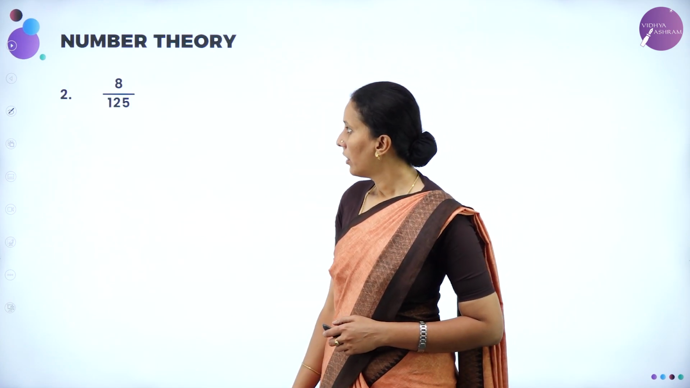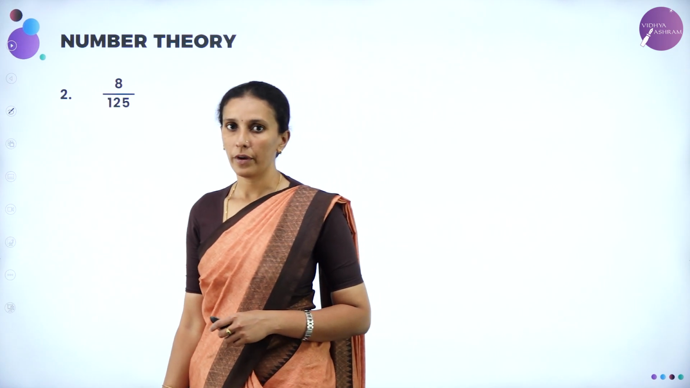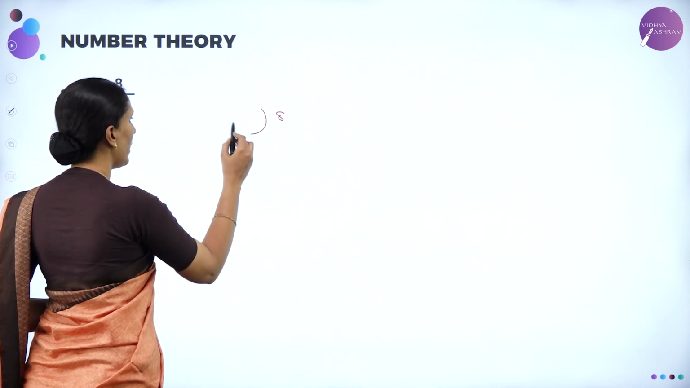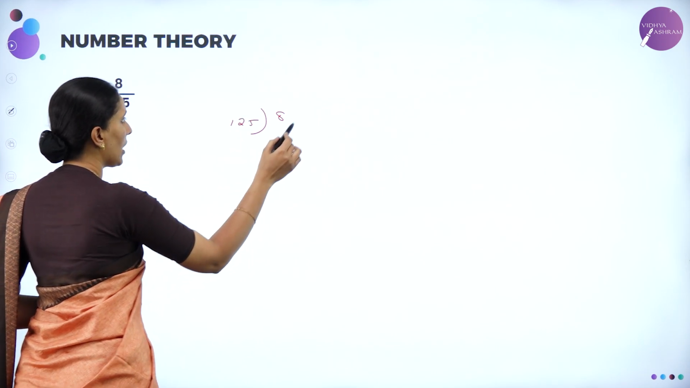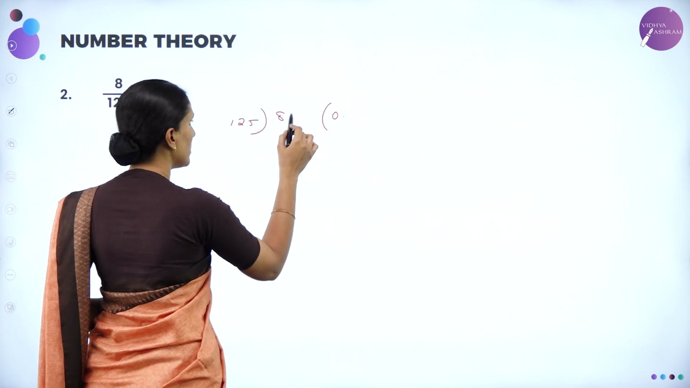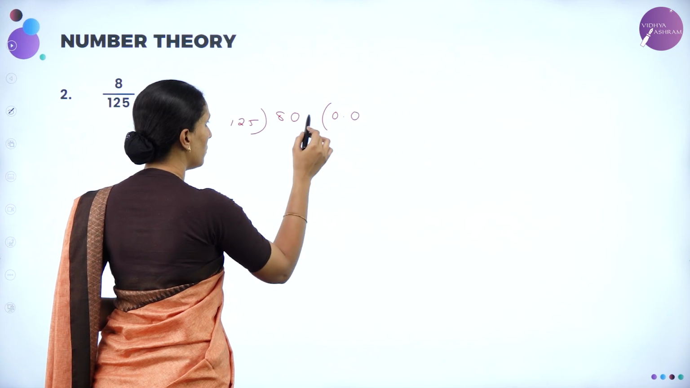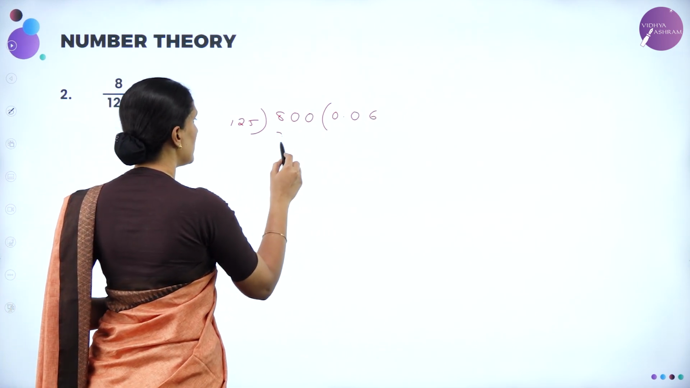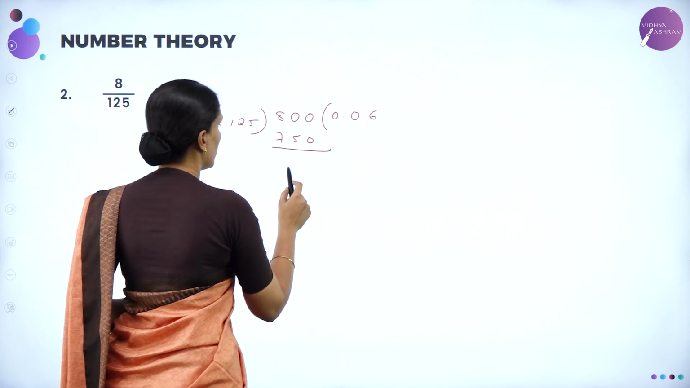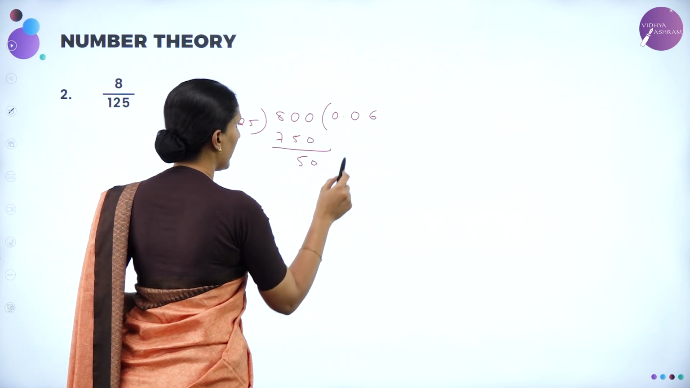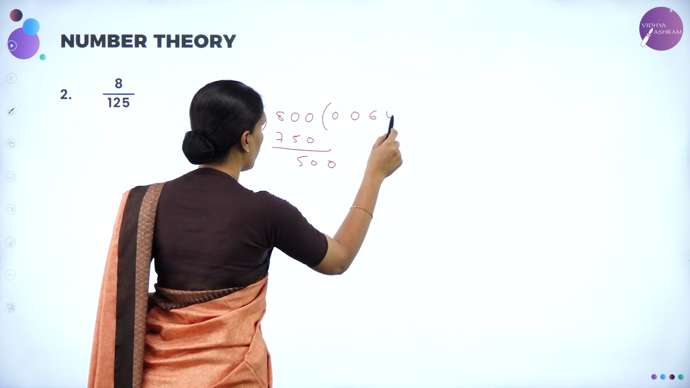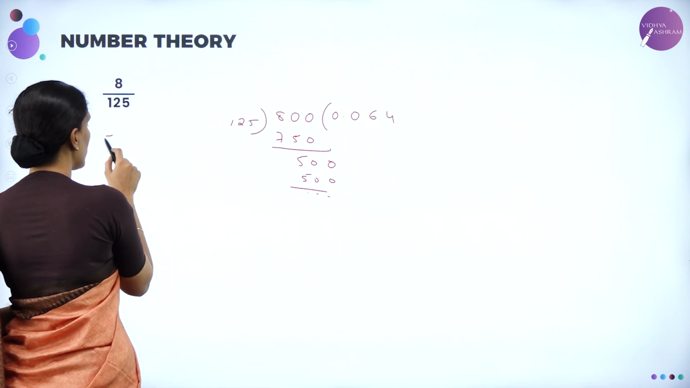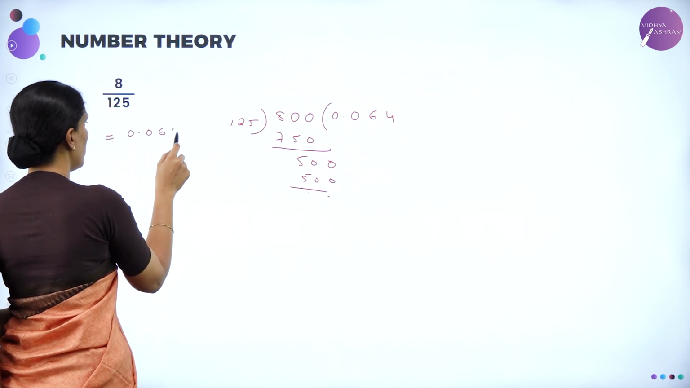Next one. 8 divided by 125. So, we need to divide 8 by 125. So, we can't take here 0.0. We'll take one more 0, put 0 here. So, we have 6, 750. So, we are left with 50. Again 0. So, we can take 4 so 500. So, therefore, the decimal expansion of this is 0.064.